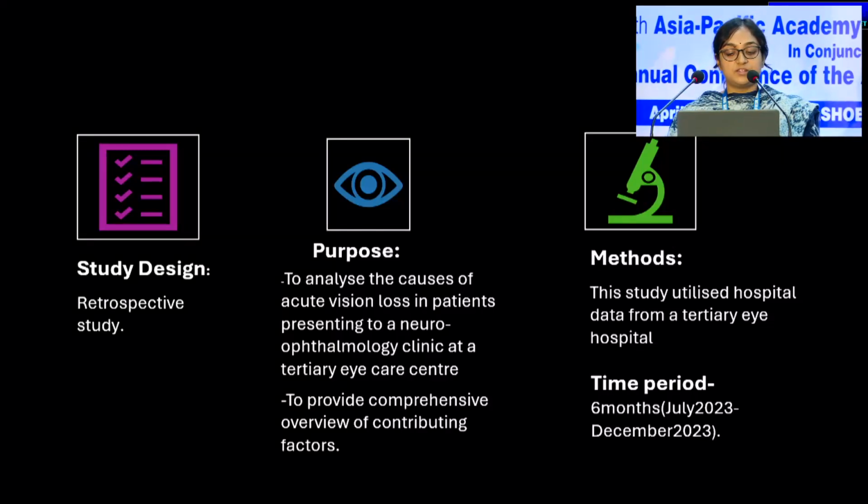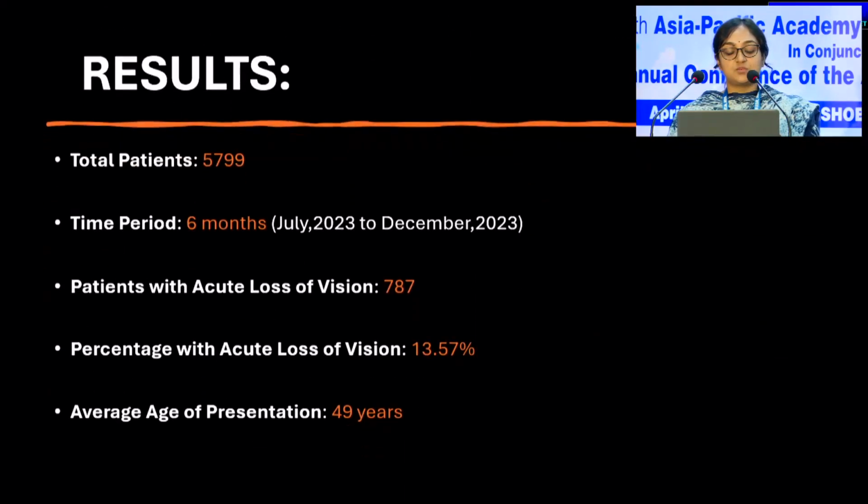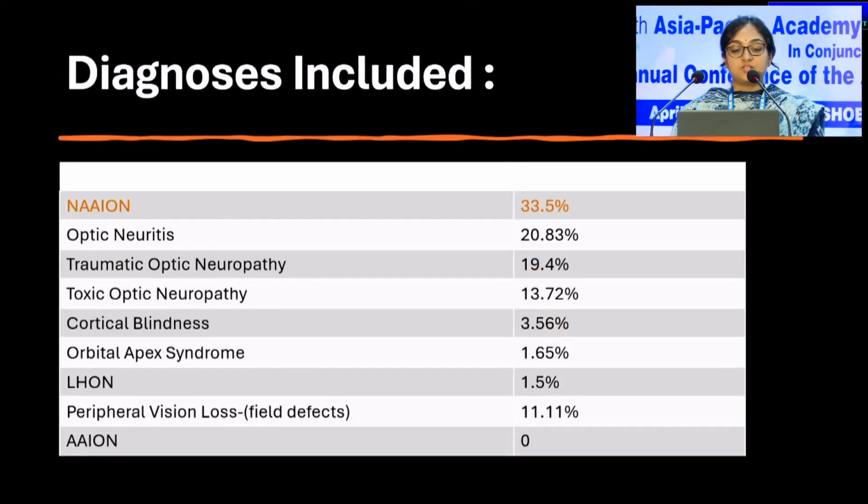To provide a comprehensive overview of contributing factors, we analyzed the hospital data from a tertiary eye hospital within a time span of 6 months, from July 2023 to December 2023. The results were, out of a total of 5,799 patients coming to the neuro-ophthalmology OPD in 6 months, patients with acute vision loss were 787, a percentage of 13.57, with an average age of presentation of 49 years.